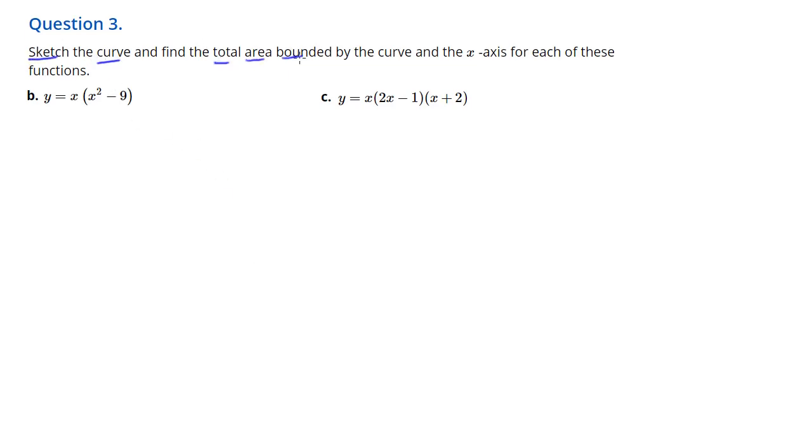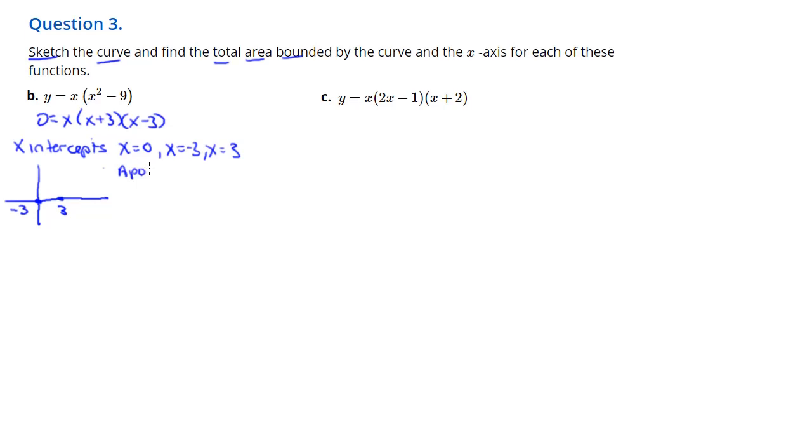Okay, here we are on page 257. Look at number 3. They want us to sketch the curves and then find the total area. Well, we can factor this and find the x-intercepts, make y equal to 0. We can see that 0, -3, and +3. And if we do a quick sketch, we can plot those x-intercepts.